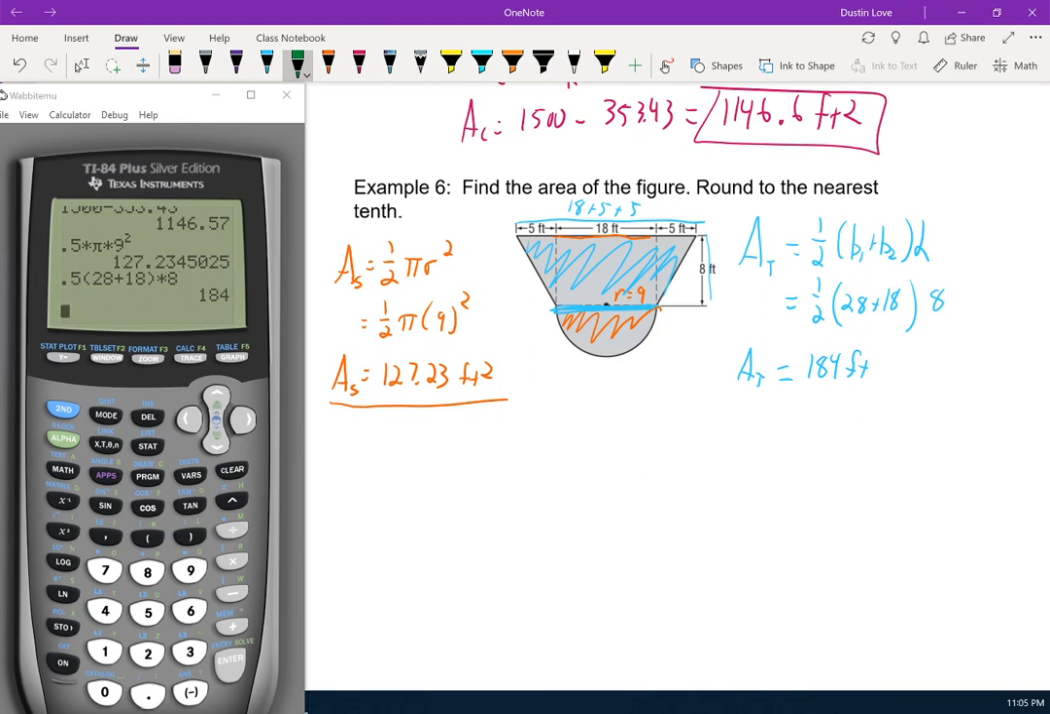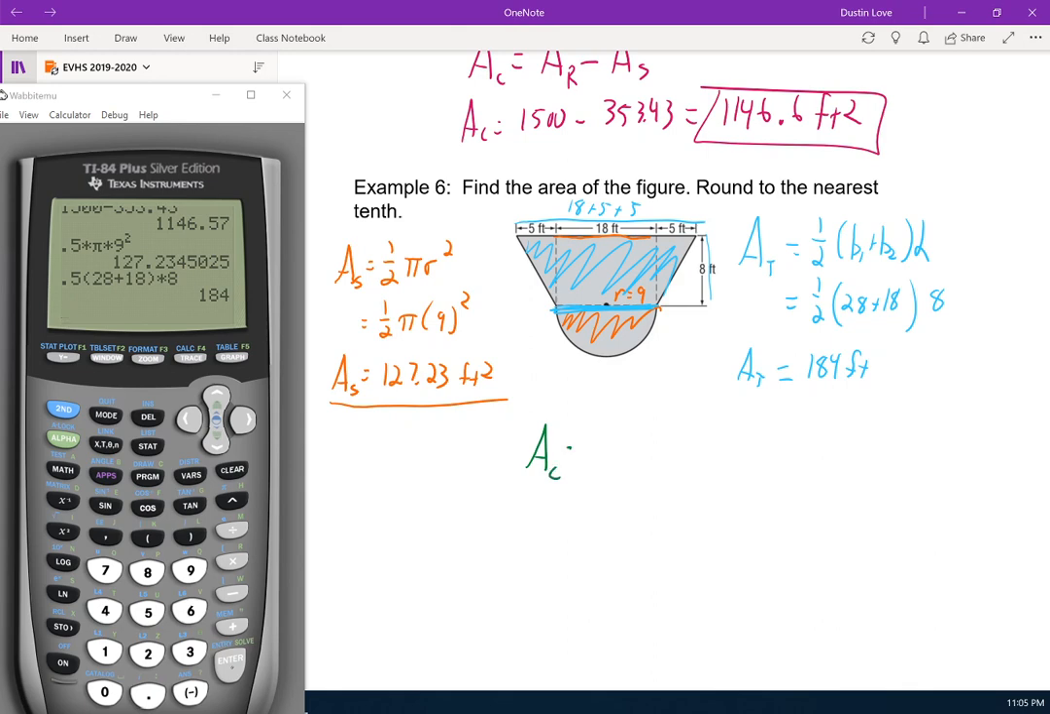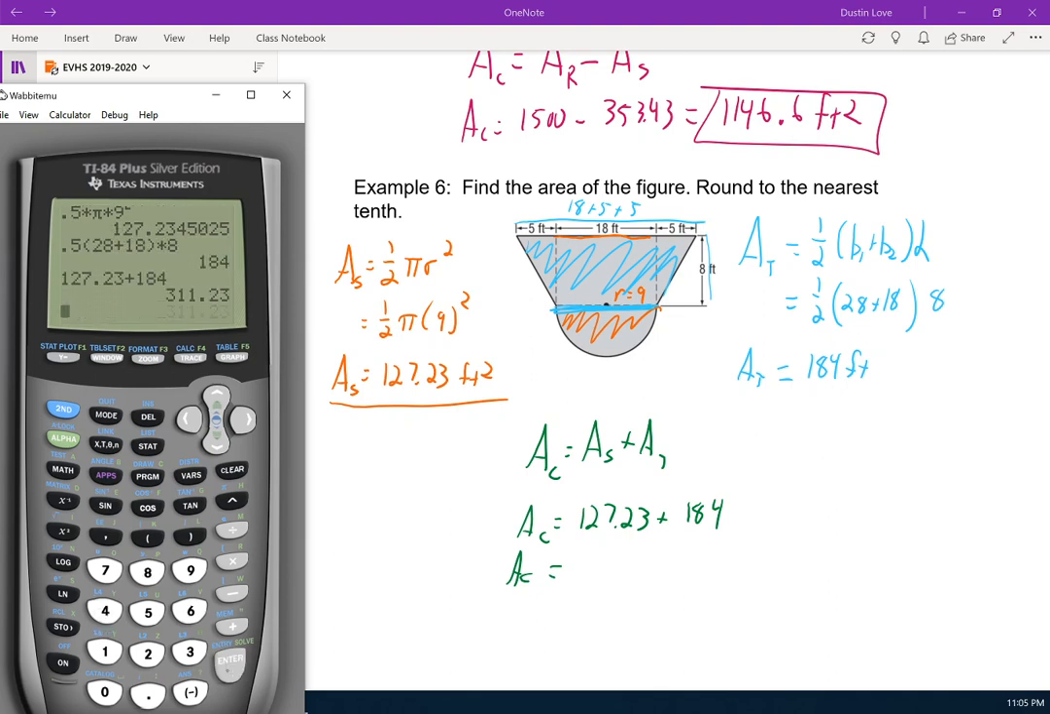Now to find my composite area. Area of the composite is just area of the semicircle plus area of the trapezoid. So let's plug those in. 127.23 plus 184. Plug it into my handy dandy calculator. And that is 311.23 feet squared.